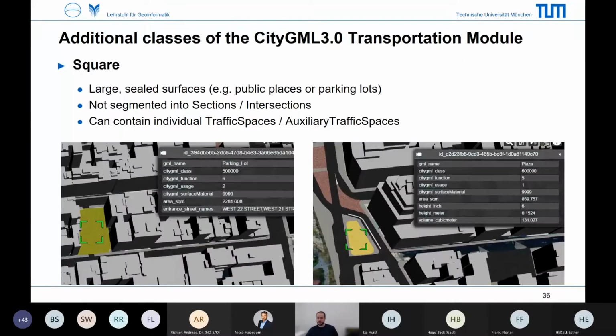Then there's the possibility to model so-called squares in CityGML, which is used for large sealed surfaces. So on the left-hand side, you can see an example of a parking lot within a city model, and on the right-hand side, you can see a public space, which also would be modeled as a square. Here, there's no intersection concept, but again, squares could be further segmented into individual traffic spaces, for example, really individual parking lots within this big parking lot, for example.